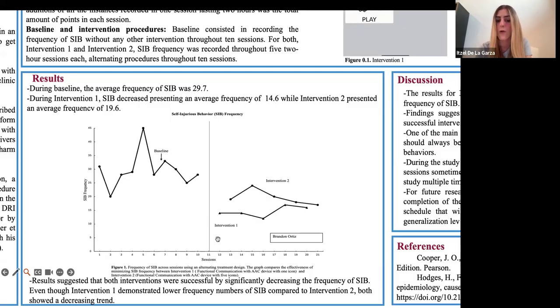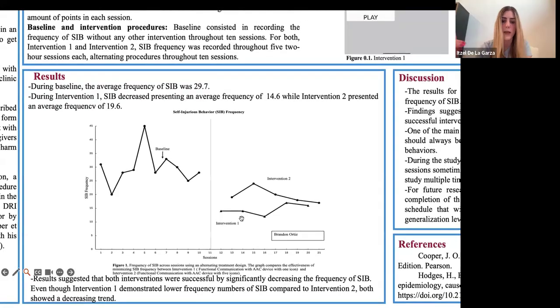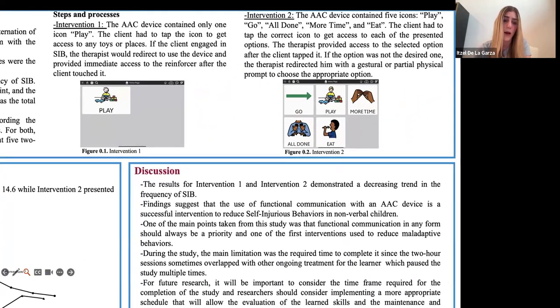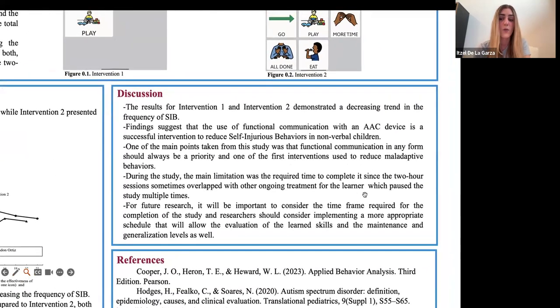But intervention number 1 was a little bit lower. It decreased the SIB a little bit more because I would say that it was also a response effort. It was only one click versus him having to go through all 5 of them and see which one was the one that he wanted. So, but it was really good for both of them.